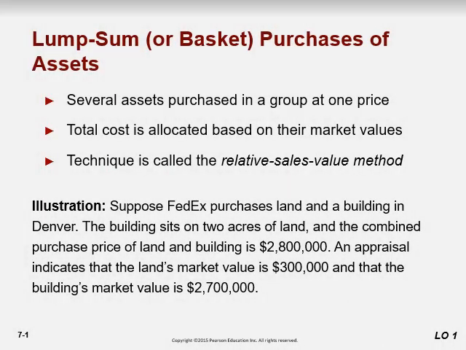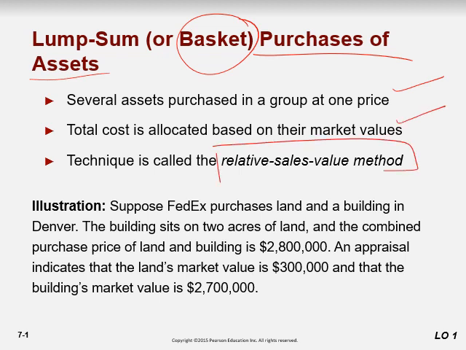The lump sum purchase of the assets. So what do we mean by lump sum purchase or basket purchase of the asset? For example, you paid a price for a land and building together. We call this lump sum or basket purchase. So several assets purchased in a group at one price. So total cost is allocated based on their market value.